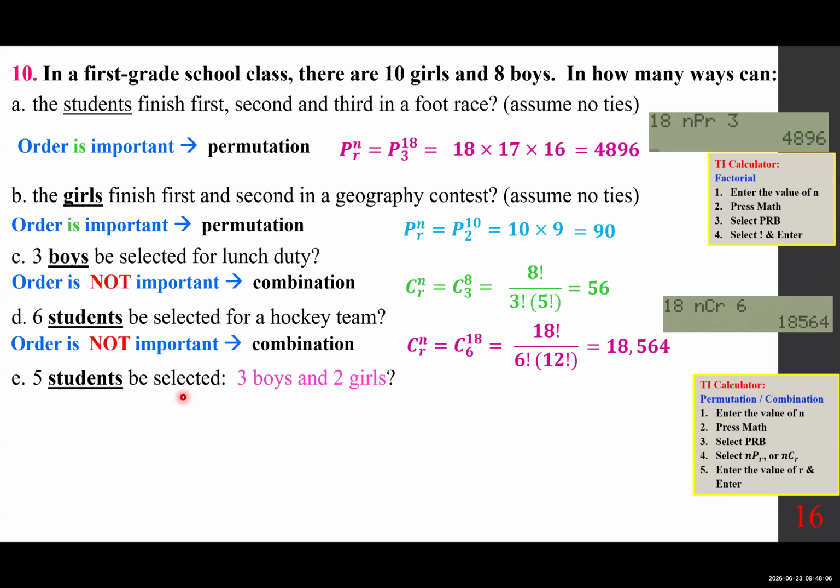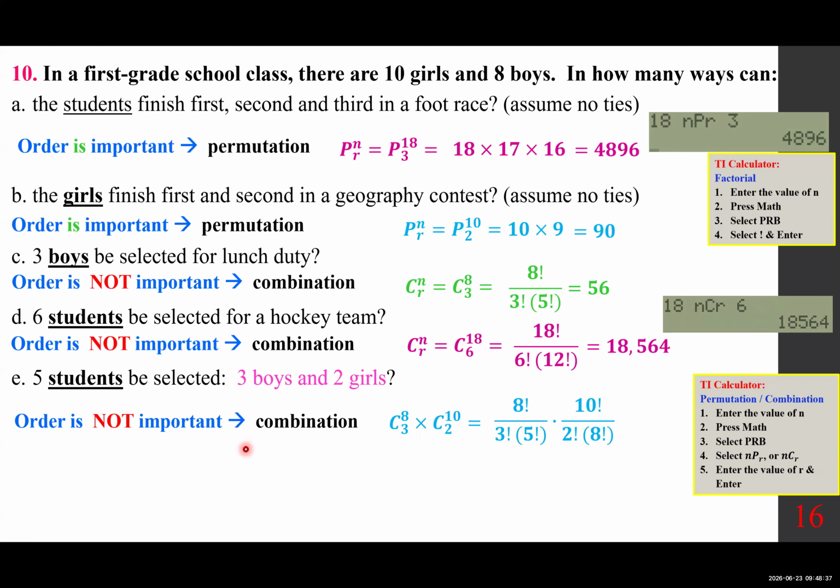Five students be selected, specifically 3 boys and 2 girls. Obviously, order is not important, but 3 boys from 8 boys, 2 girls from 10 girls. So for this group, n is 8. For this group, n is 10. So combination of 8, 3 times combination of 10, 2. And why combination? Order is not important. We just want 3 and 2. 8 factorial over 3 factorial times 5 factorial, times 10 factorial over 2 factorial times 8 factorial. We end up with 2,520 total.